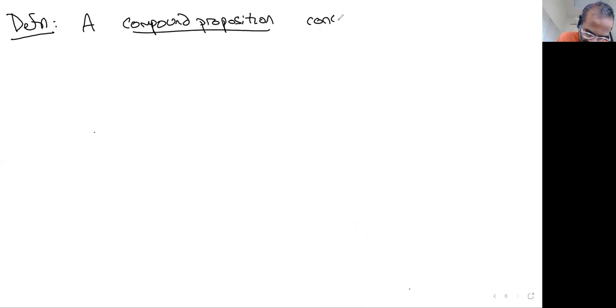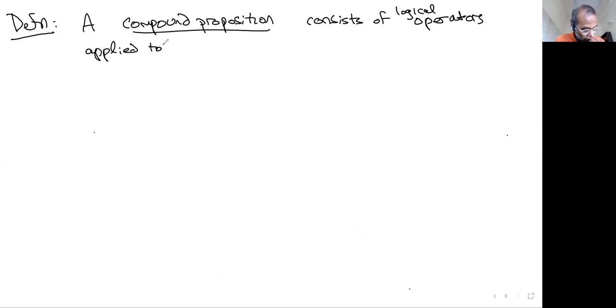Definition: a compound proposition consists of operations, logical operations or operators, applied to propositions or propositional variables.